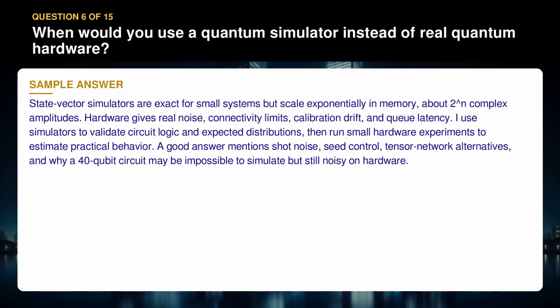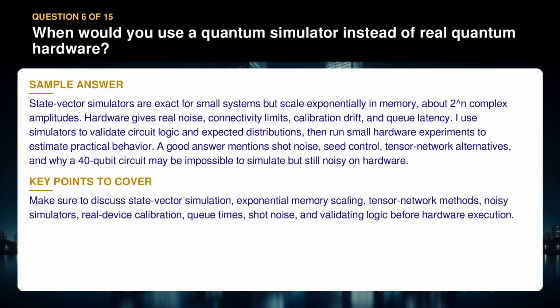A good answer mentions shot noise, seed control, tensor network alternatives, and why a 40-qubit circuit may be impossible to simulate, but still noisy on hardware. Make sure to discuss state vector simulation, exponential memory scaling, tensor network methods, noisy simulators, real device calibration, queue times, shot noise, and validating logic before hardware execution.